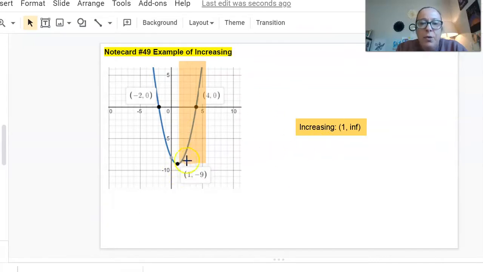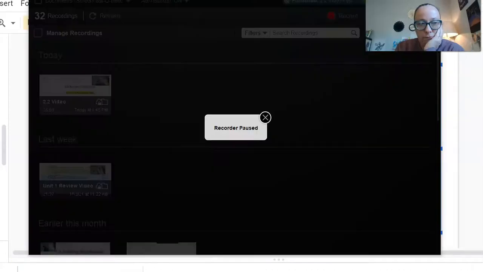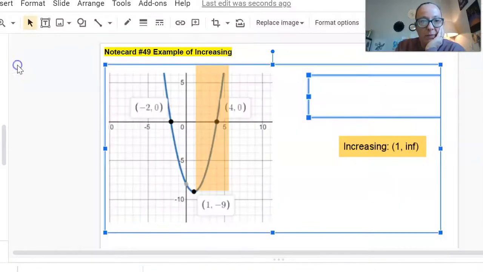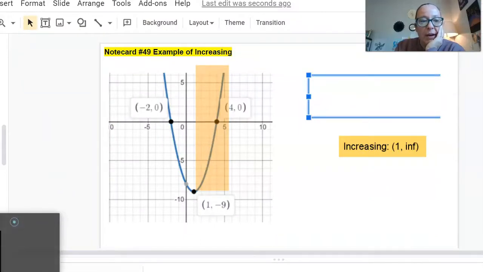So what you do is you find where it's increasing, and then you go to the leftmost x value, which is 1, comma, forever and ever, on to infinity, with parentheses around it. Remember, increasing and decreasing will always only have parentheses. Okay. So there you go. Oh yeah, it is recording. Okay. So that was the increasing.